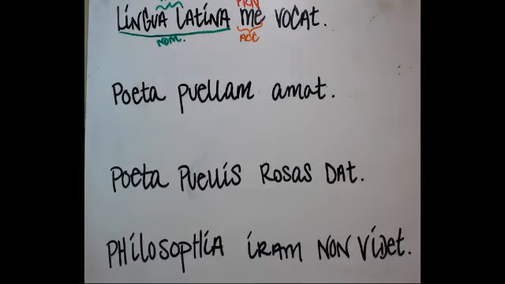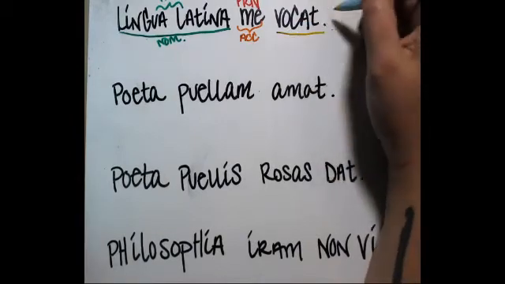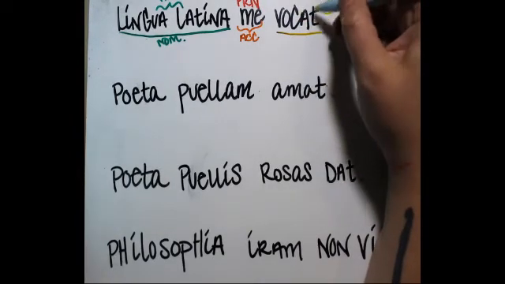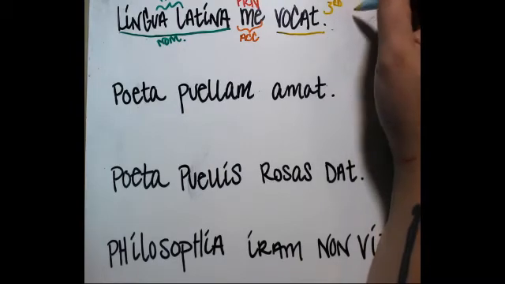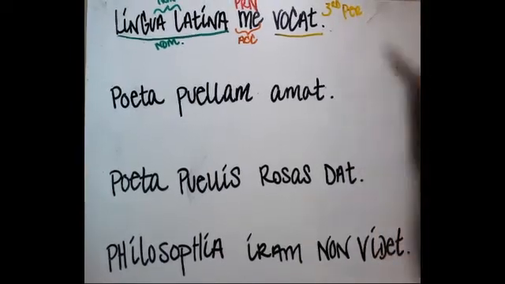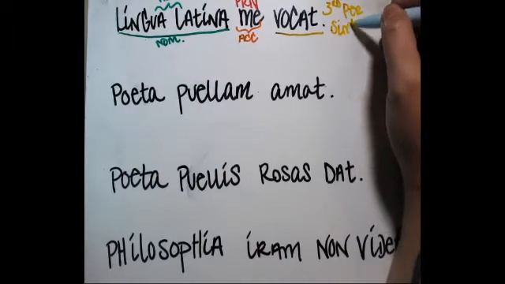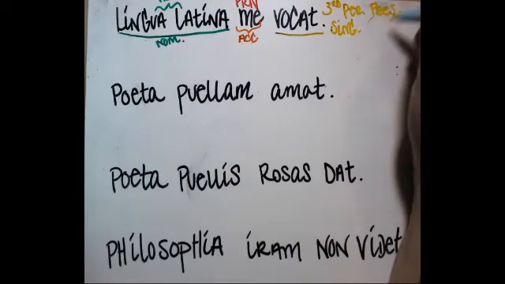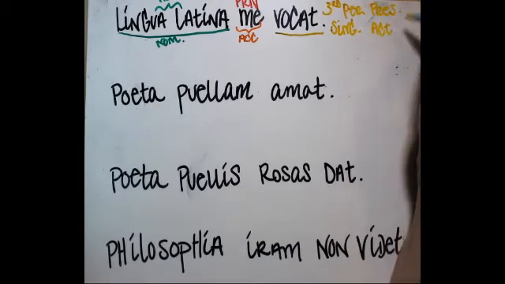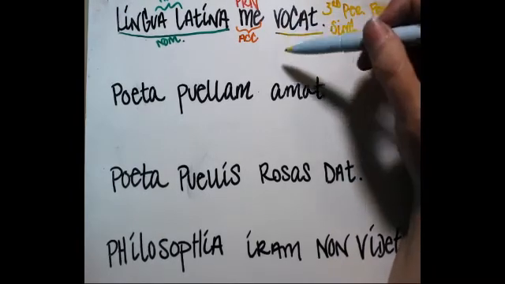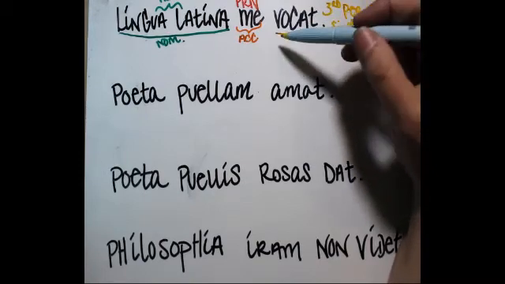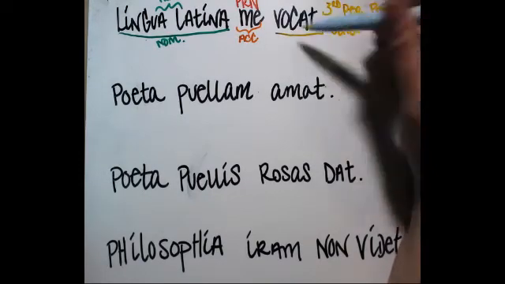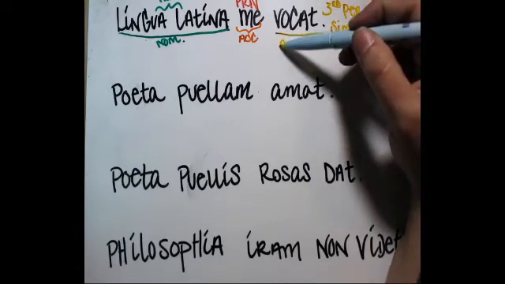Let's look at our verb over here from voco, vocare. So what do we know about this verb? It's in the third person, looking at the ending. It's singular. It's present. It's active. It's indicative. It's from voco vocare, to call. So third person singular, he, she, it calls.